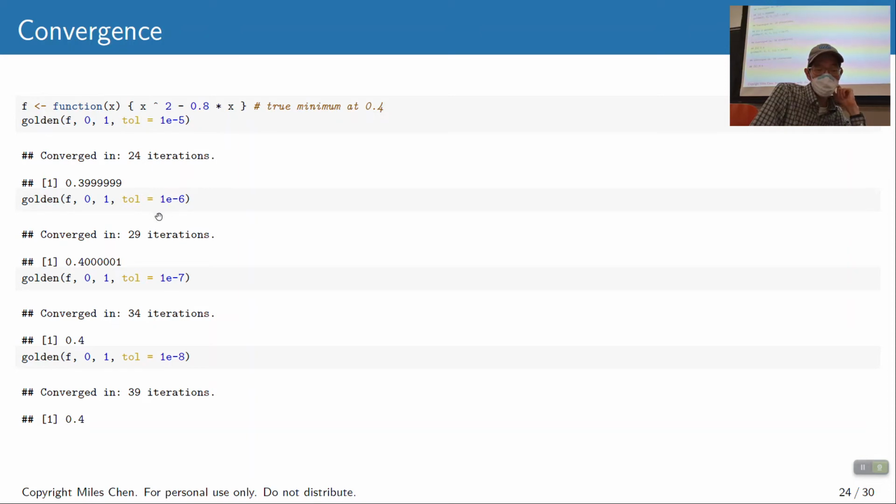At 10 to the negative 6, it took me 29 iterations to get there. If I wanted 10 to the negative 7, it took me 34 iterations, and at 10 to the negative 8, it took me 39 iterations. Okay, so it seems like every time I want an extra factor of 10 in tolerance, I had to do an additional 5 iterations.